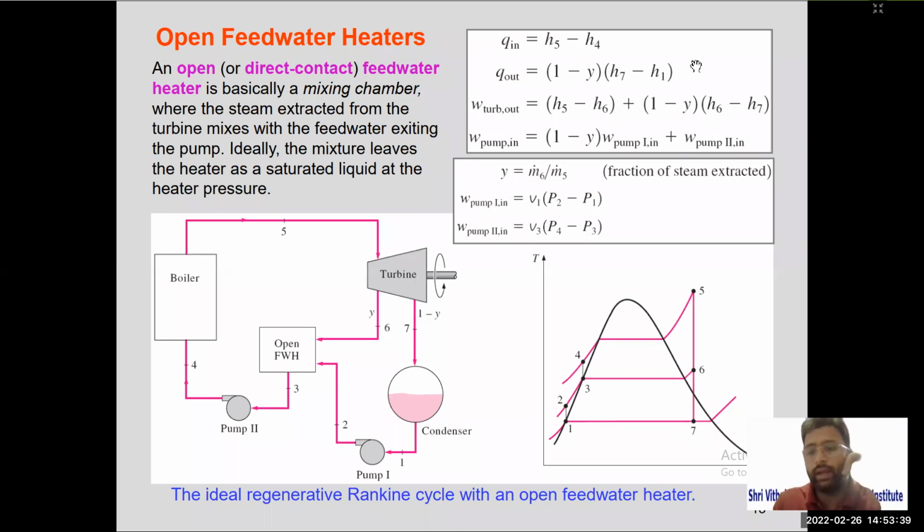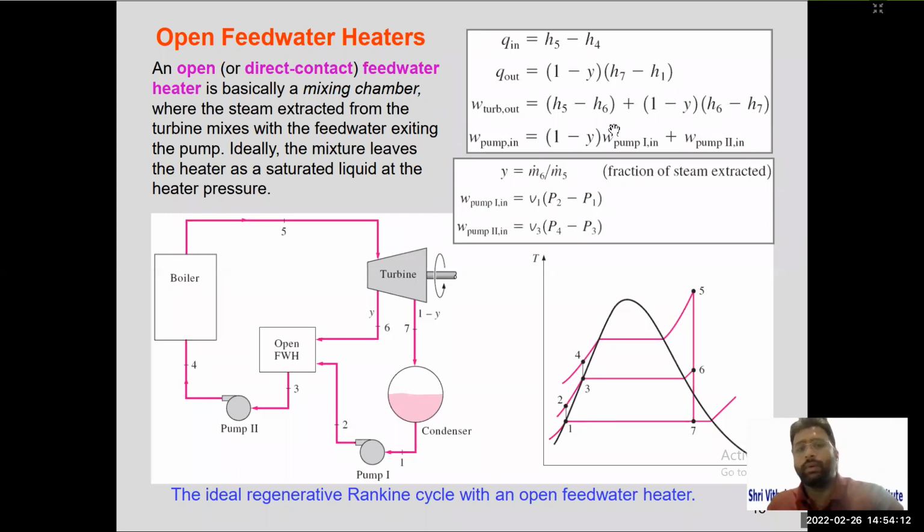Net work done will be net turbine work minus net pump work. What will be net turbine work? Net turbine work will be H5 minus H6, that is the first expansion before extracting the steam. That is, before we extract the y amount of steam, the work done is H5 minus H6. After steam is extracted, the remaining steam is 1 minus y mass, into H6 minus H7. So that will be the total work done in the turbine.